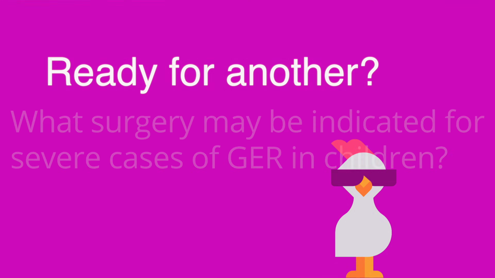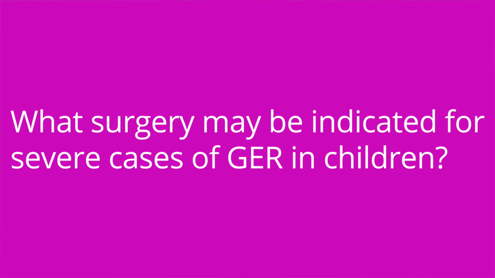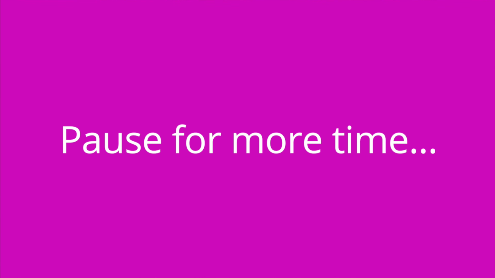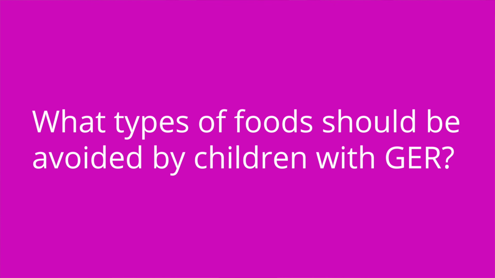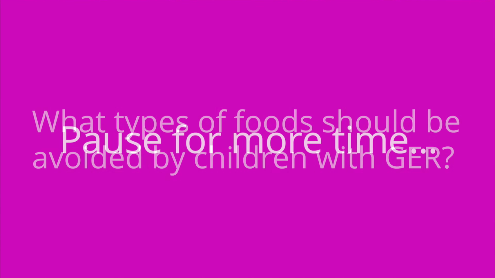Question number 3. What surgery may be indicated for severe cases of GER in children? The answer is fundoplication. Question number 4. What types of foods should be avoided by children with GER? The answer is fatty, fried, citrus, and spicy foods.